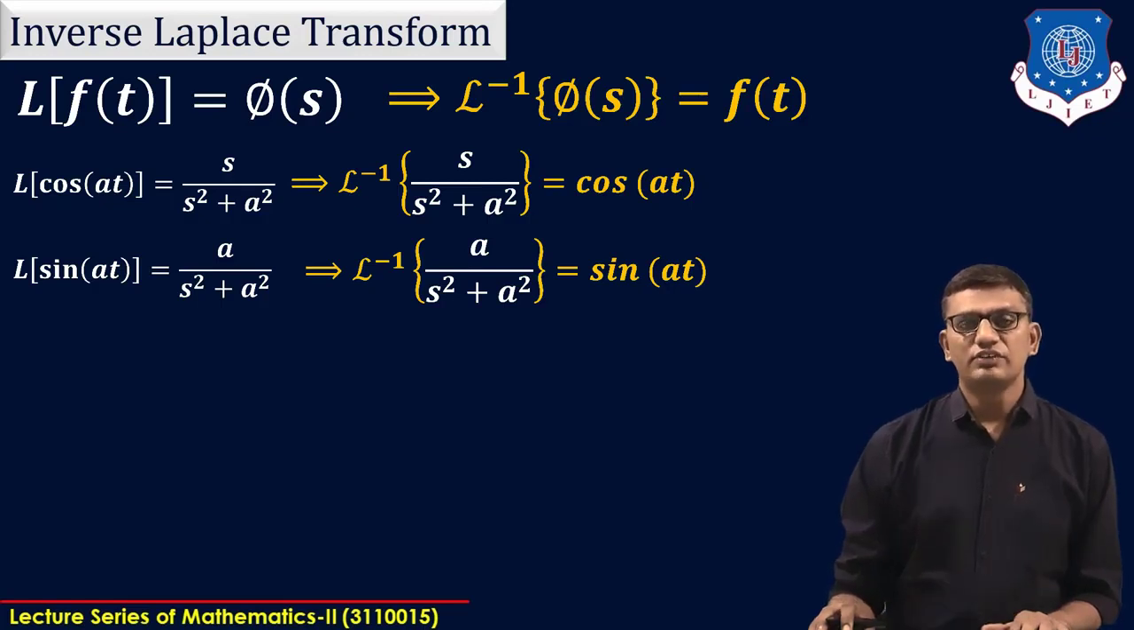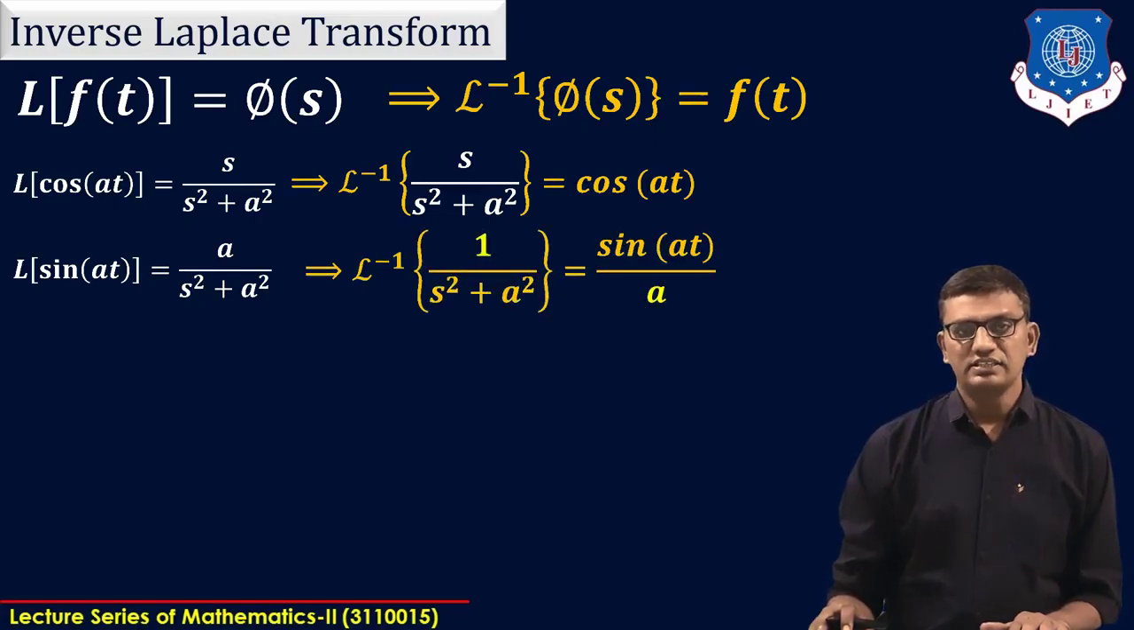But sometimes we have a 1 in the numerator, like L inverse of 1 upon s square plus a square. In this case, we divide the sin at by a. That means L inverse of 1 upon s square plus a square will be sin at by a.